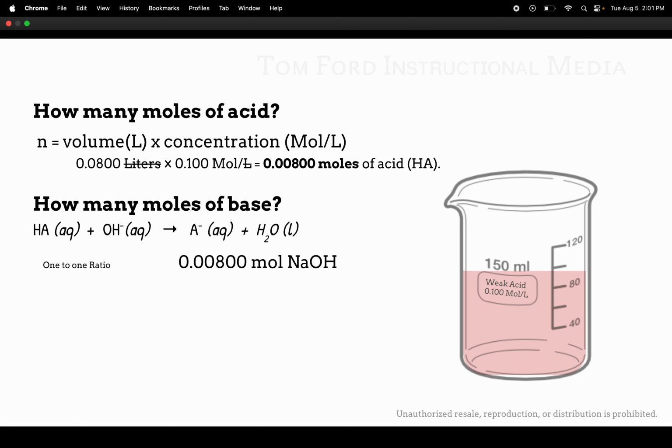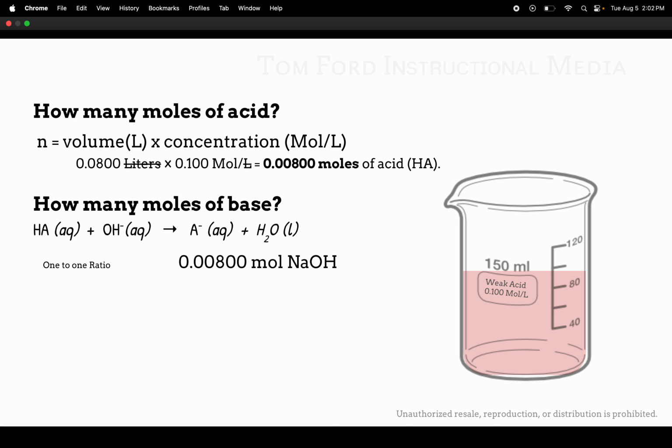Now, like I said, is it monoprotic? Yes. And because it's monoprotic, reacting with a strong base, each sodium hydroxide reacts with one hydrogen ion released from the acid. It's a 1-to-1 ratio. So the moles of sodium hydroxide and thus hydroxide needed to reach the equivalence point is 0.008 moles.